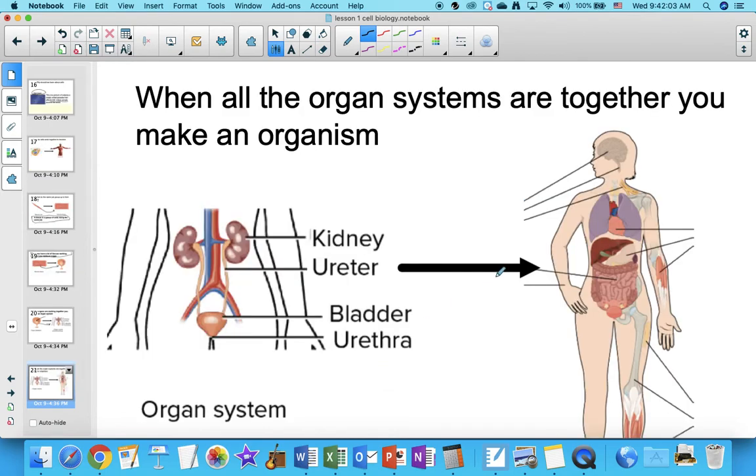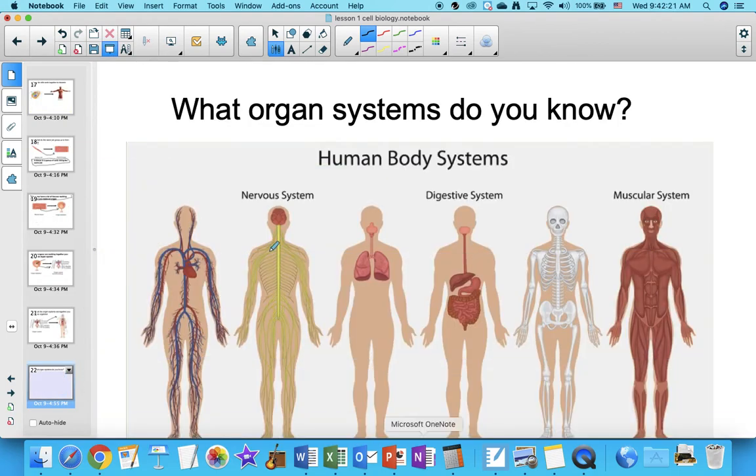And when you have a bunch of organ systems working together, you have an organism. So in this case, we have the urinary system working together with the circulatory system, the blood system, and they work with other systems in order to make an organism. And so all these organ systems work together to make us, to make other living things, and to make other large animals and plants.